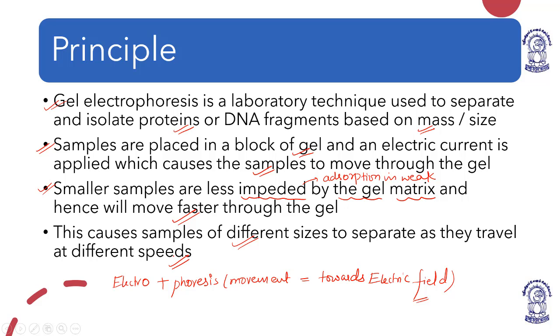So gel electrophoresis is the laboratory technique used to separate and isolate proteins or DNA fragments based on mass and size. Samples are placed in a block of gel and an electric current is applied, which causes the samples to move through the gel. Smaller samples are less impeded when adsorption is weak by the gel matrix and hence move faster. Larger samples have strong adsorption. This causes samples to separate according to their sizes, and they have a retention factor. A retention factor means their moving velocity on the stationary phase is different.